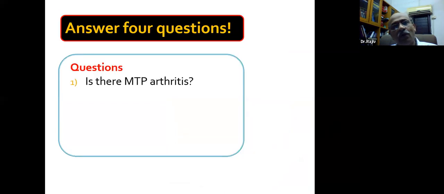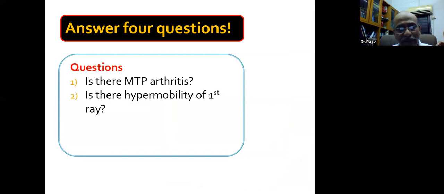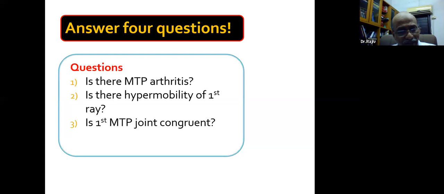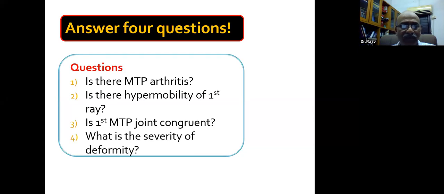Now, you are going to answer four questions. Is there arthritis of the metatarsophalangeal joint? If arthritis of the metatarsophalangeal joint is there, then your algorithm would be different. Is there hypermobility of the first ray or first tarso-metatarsal joint? Third question is, is the metatarsophalangeal joint congruent? And the fourth question, what is the severity of the deformity? So let's take all these questions to take you to the management algorithm.